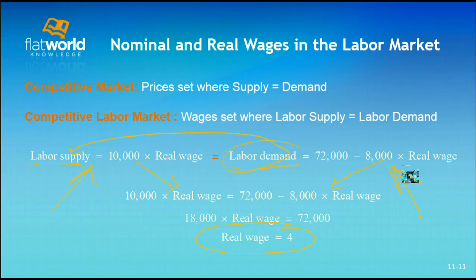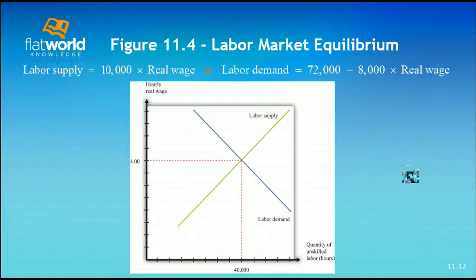Let's look at that graphically. The real wage comes out to be $4. And if I plug $4 back into either one of these equations, let's just plug it back into labor supply. If labor supply is 10,000 times the real wage, that means 40,000 hours is going to be the market equilibrium quantity of labor hours at the market equilibrium wage rate of $4.